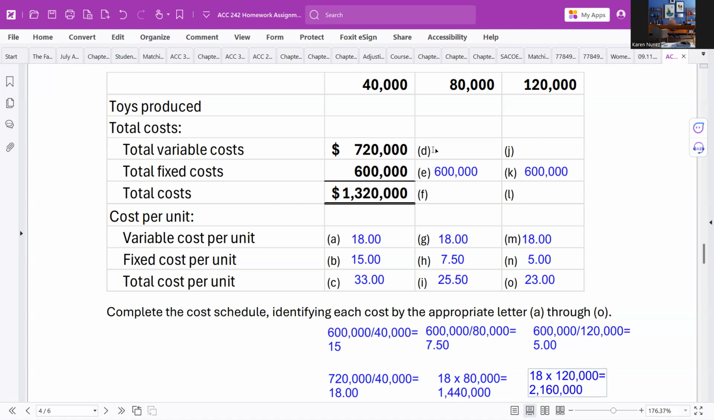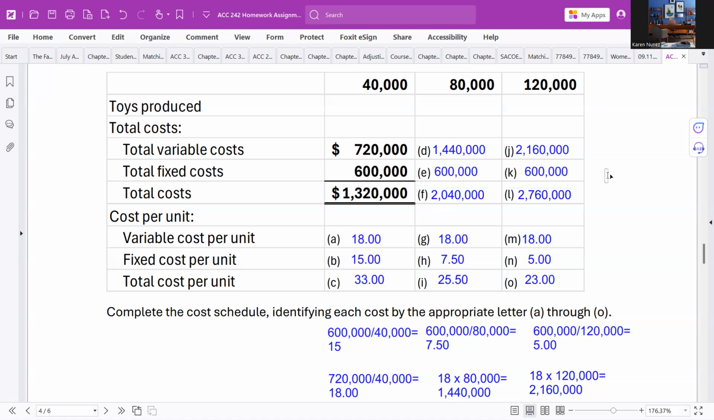So the variable costs in total here are 1,440,000, and the variable costs here are 2,160,000. And again, just a little basic math to calculate total costs. 1,440,000 plus 600,000 is 2,040,000. And at 120,000 units, it is 2,760,000.